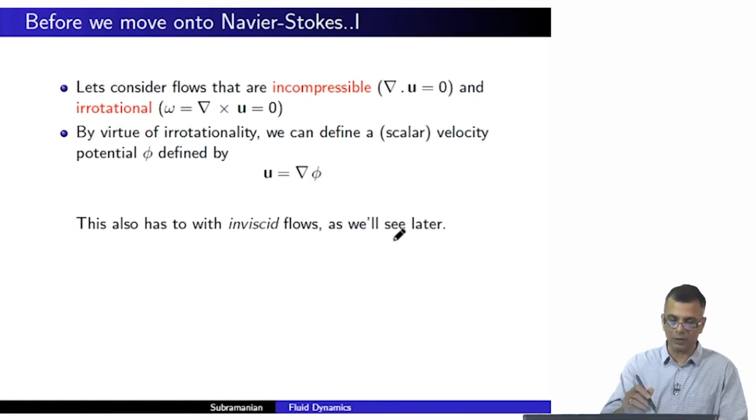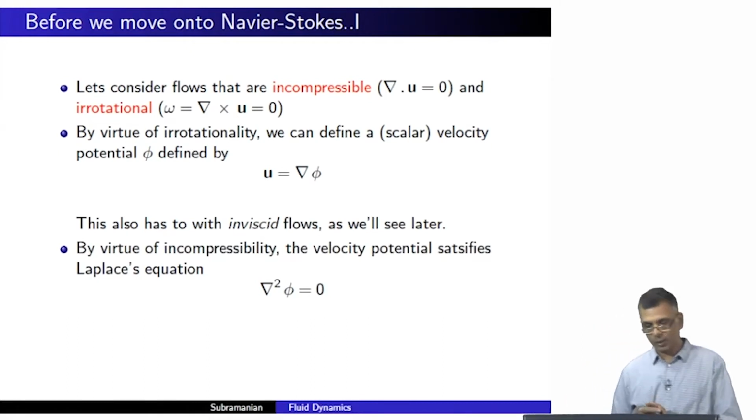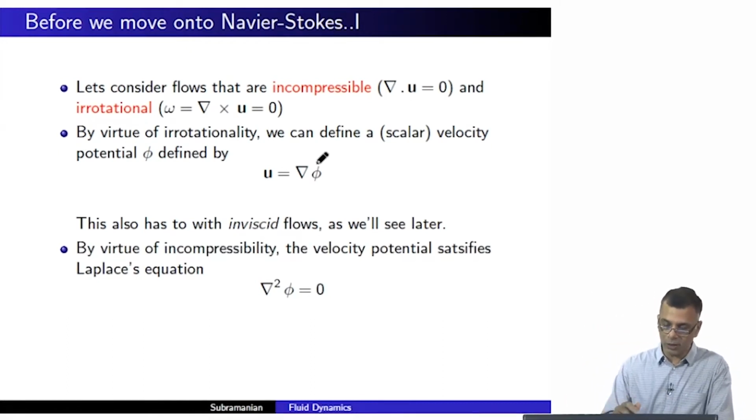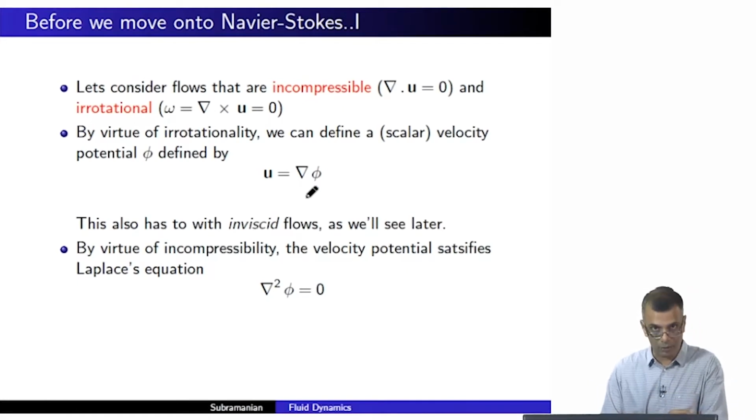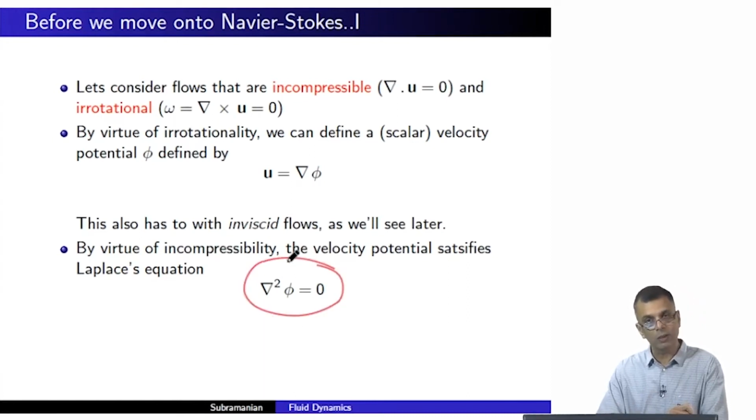I just explained this to you. Now, by virtue of incompressibility, we've already said that u is defined as a gradient of a scalar potential. On top of it, we're saying that the flow is incompressible. In other words, the divergence of the gradient, which boils down to this Laplacian here, is equal to 0. So we're looking at solutions of Laplace's equation for the velocity potential.